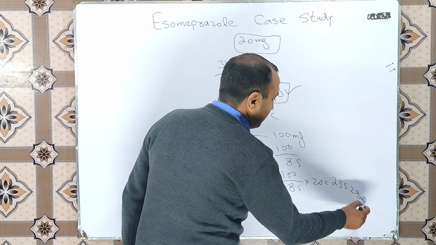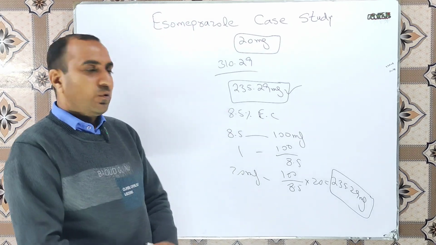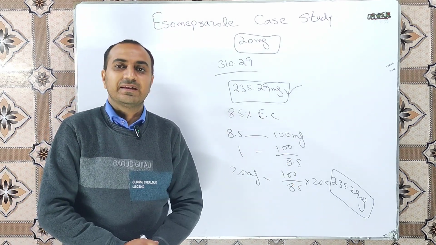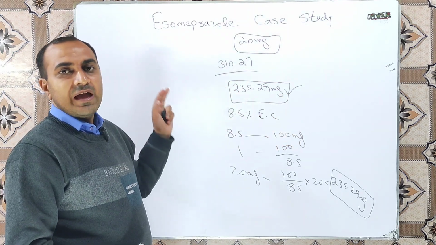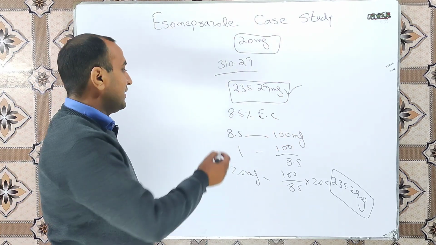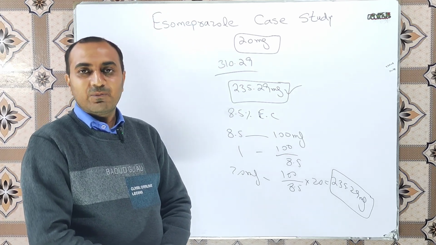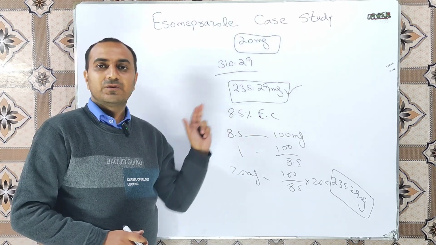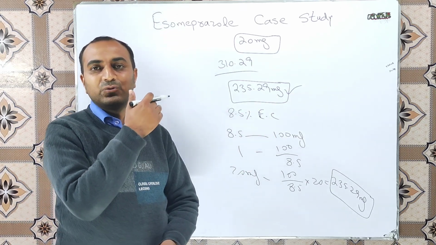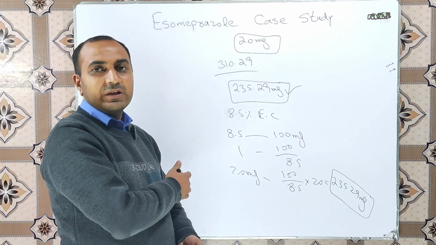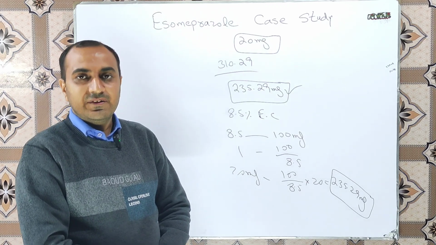235.29 milligram. Meaning we fill 235.29 milligram esomeprazole pellets in each capsule because our label claim states that 8.5% enteric coated esomeprazole pellets. So 8.5% means 8.5 milligram esomeprazole in 100 milligram. We need 20 milligram, and we will use this formula to calculate the answer.